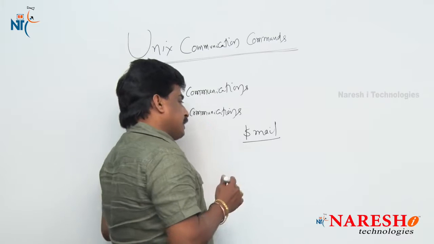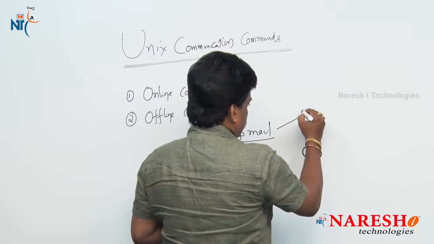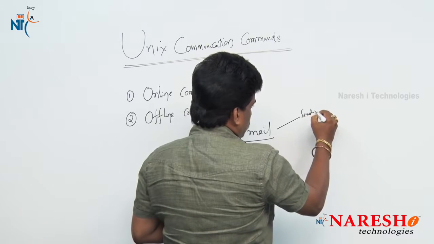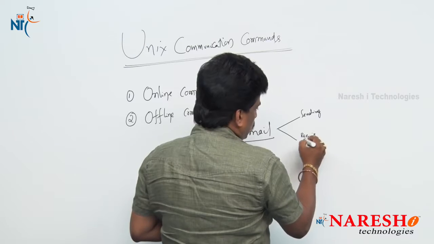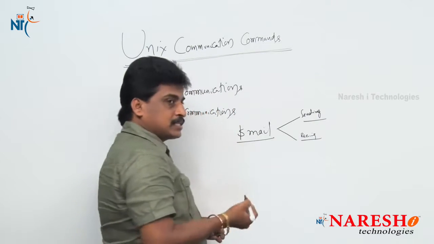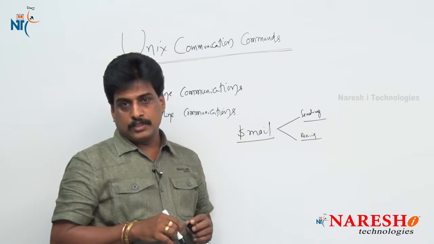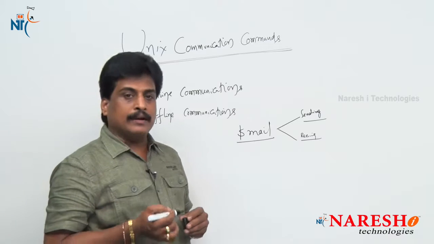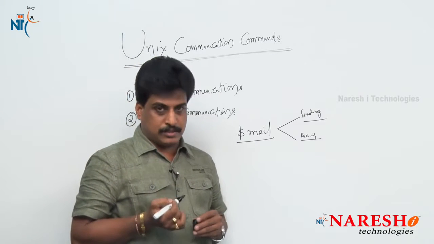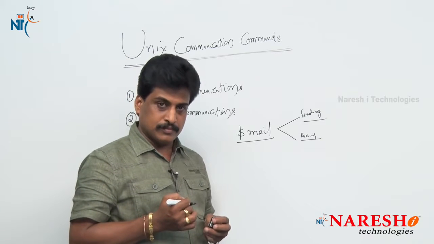In the Unix operating system, the mail command has some sending options as well as receiving options. So what are the sending options available? What are the receiving options available? First of all, what is the mail system? The electronic mail system is popularly known as the email system.